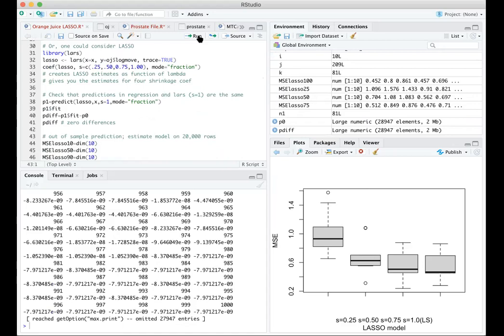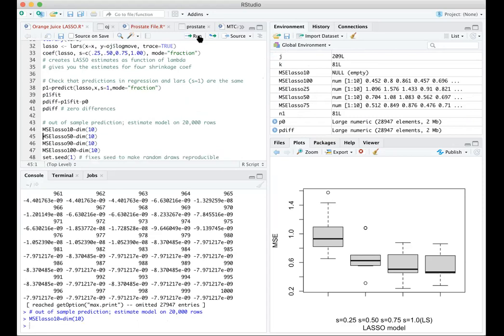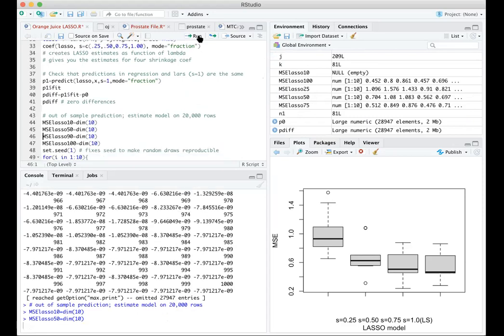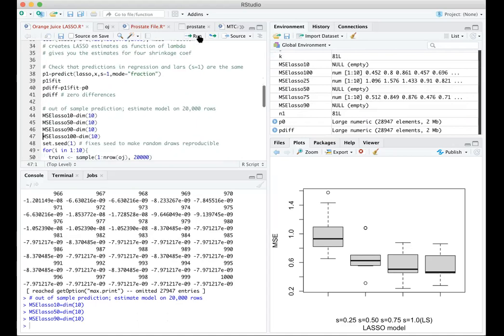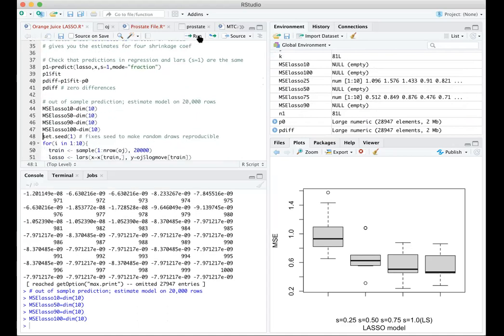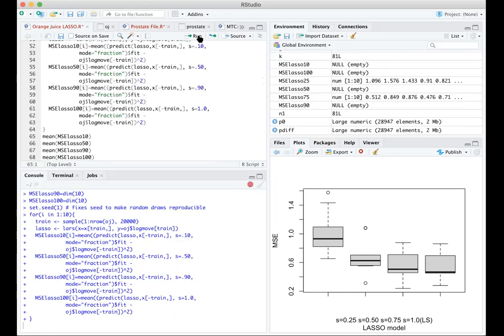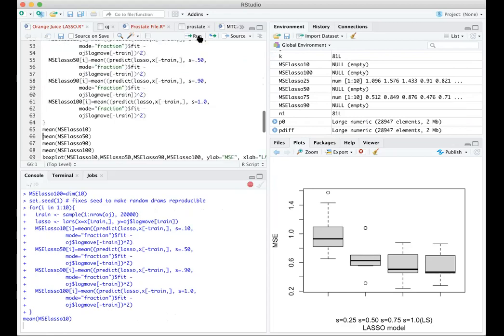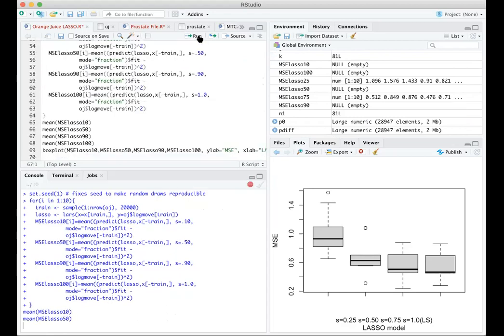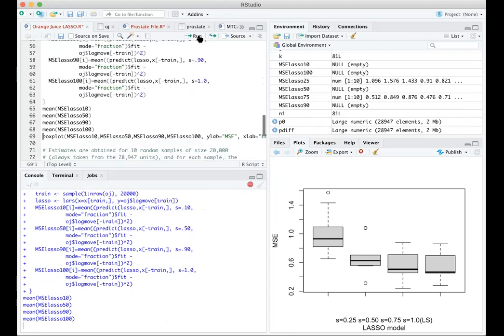Out of sample prediction, we estimate the model on 20,000 rows, where we do the lasso to be 10, 50, 90, and 100 with a dimension of 10. Now we set the seed, which fixes the seed to make random draws reproducible, and for i equals 1 through 10, we do the same thing as before. Now we can check the mean of 10, the mean of 50, the mean of 90, and the mean of 100, and we can set the box plot.